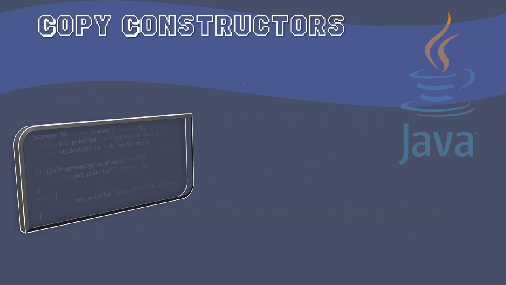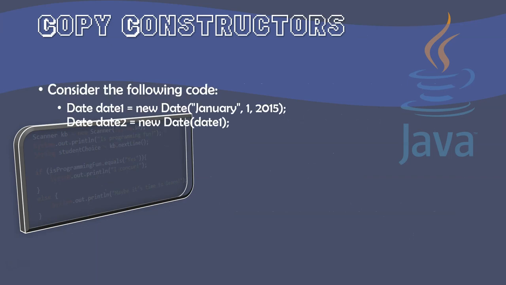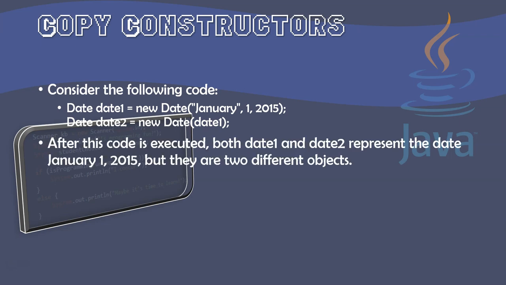With copy constructors, let's look at an example to really help hone this in. Let's say we have these two dates. We have date1, which is January 1st, 2015, and date2, which is a new Date(date1). After this code is executed, both date1 and date2 represent the date January 1st, 2015, but they are two different objects.